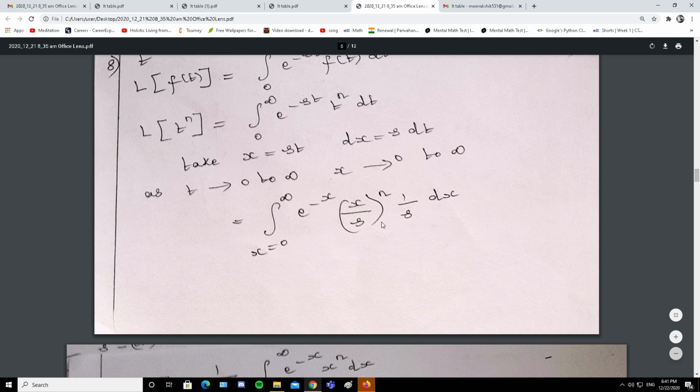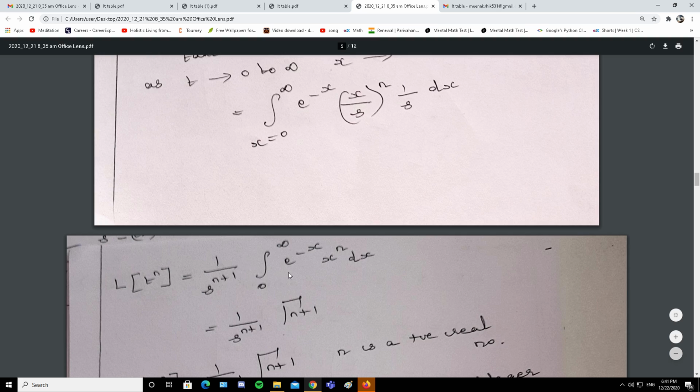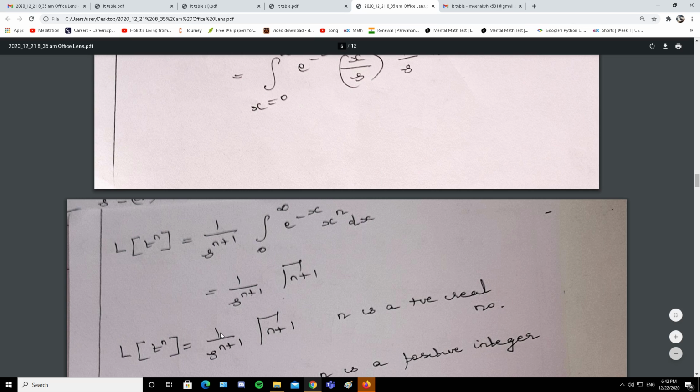Now group, take the constant out. The constant is s power n plus 1. So 1 by s power n plus 1 integral 0 to infinity e power minus x, x power n dx. So this integral is same as gamma of n plus 1. This integral is nothing but the definition of the gamma function, that is gamma of n plus 1. So Laplace of t power n is 1 by s power n plus 1 into gamma of n plus 1.